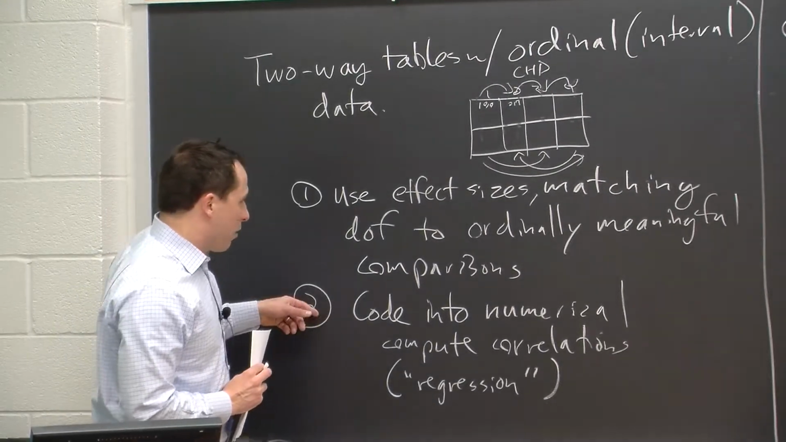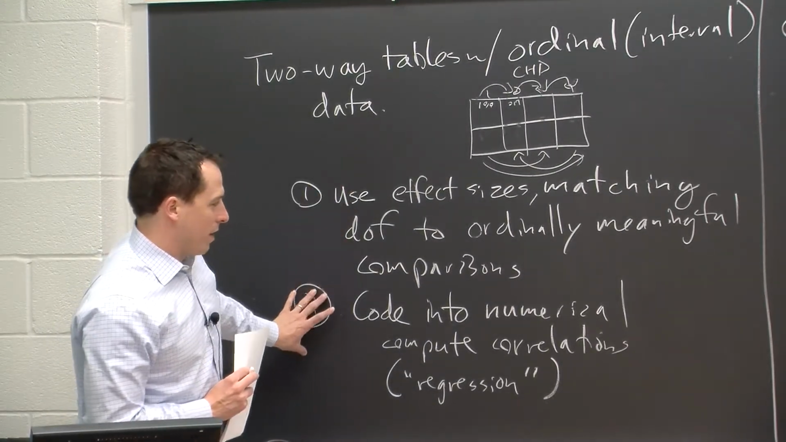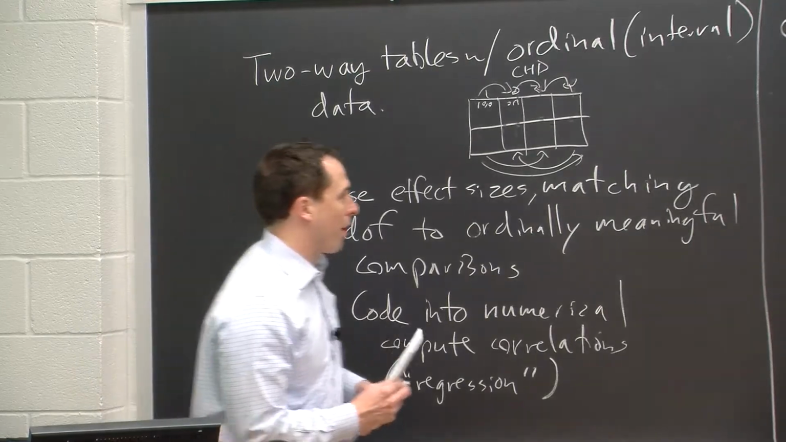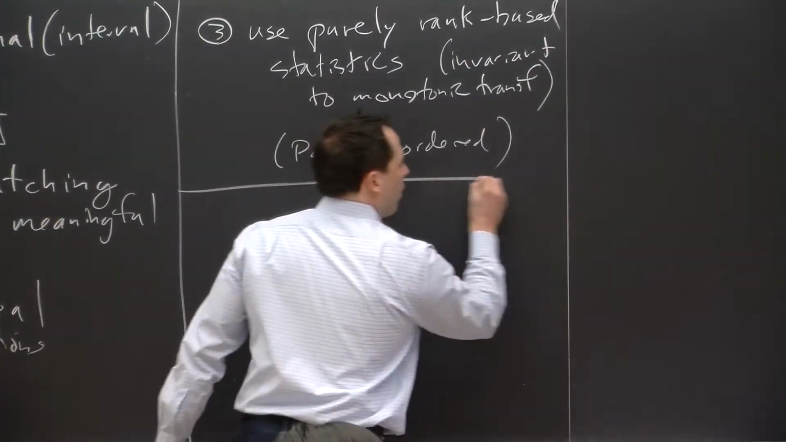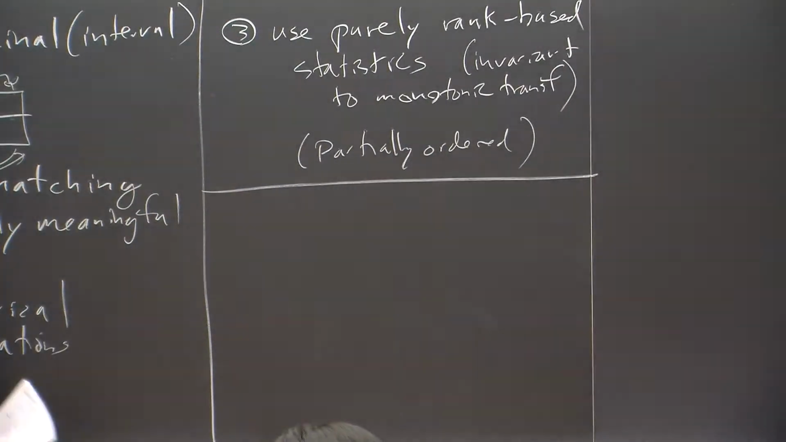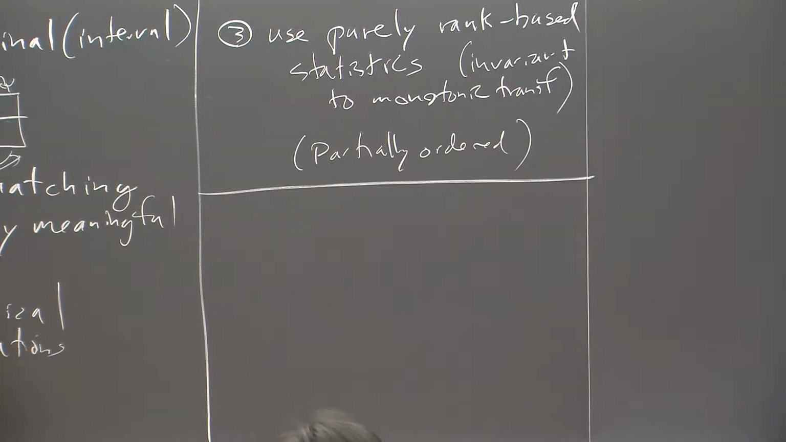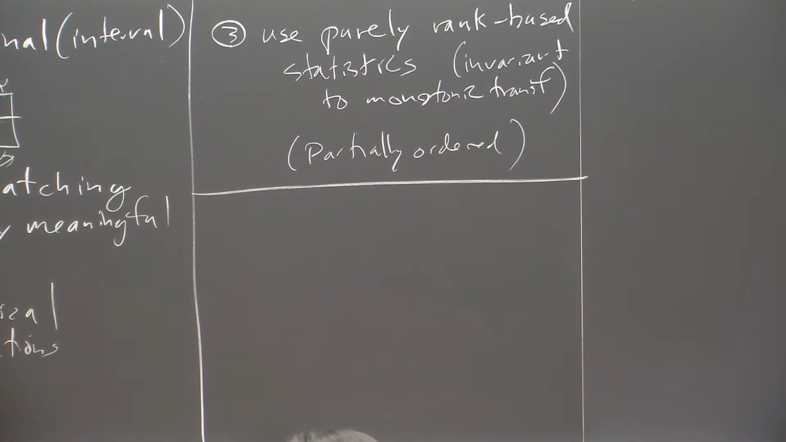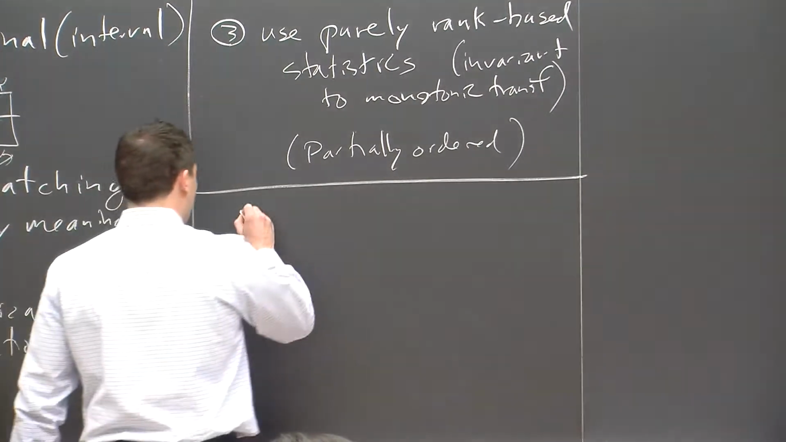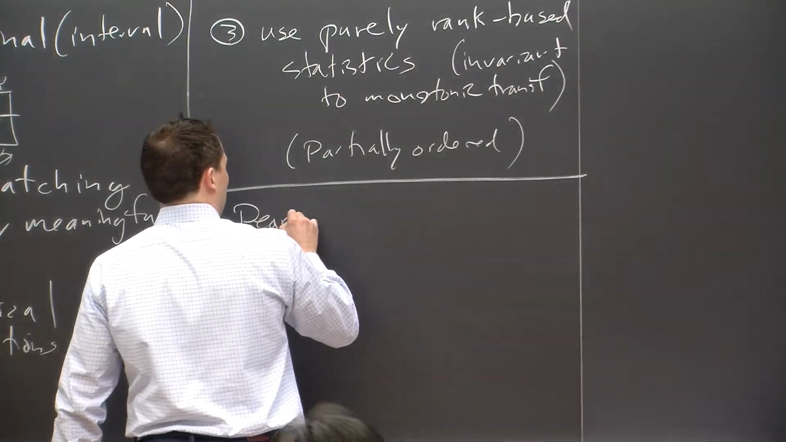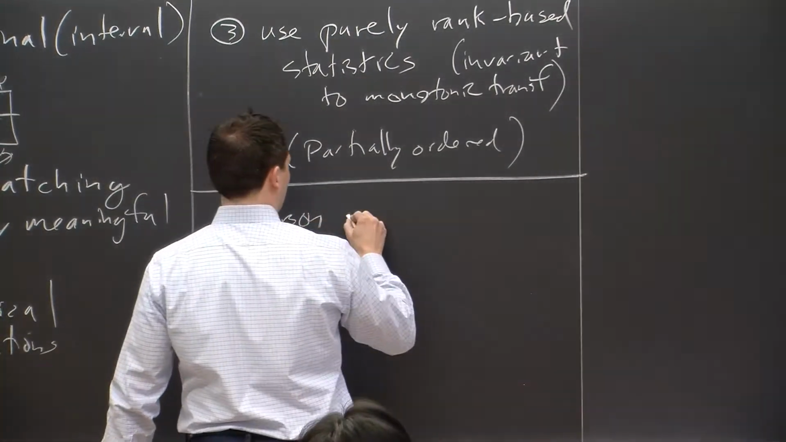OK, so we've talked about this already. Let's zoom into this coding thing. So what's the most common measure of association if we have numerical variables? This is correlation, right? And because we have other types of correlation, let's call this Pearson correlation.